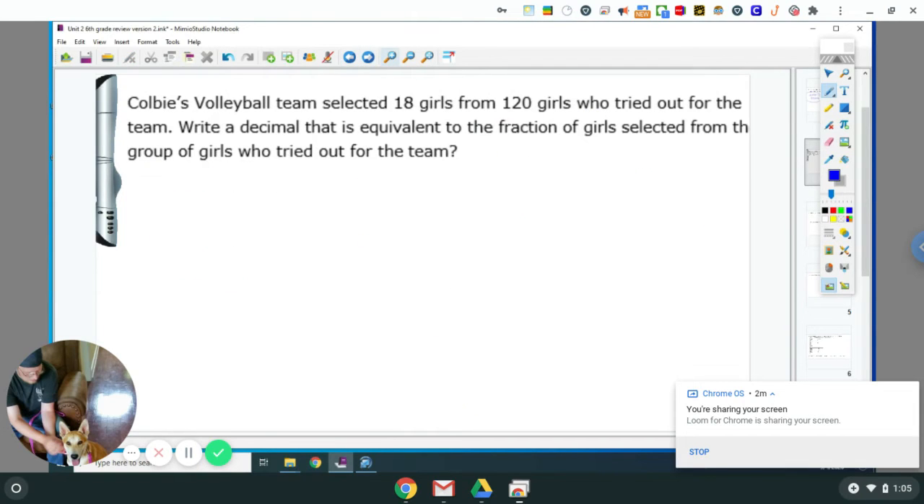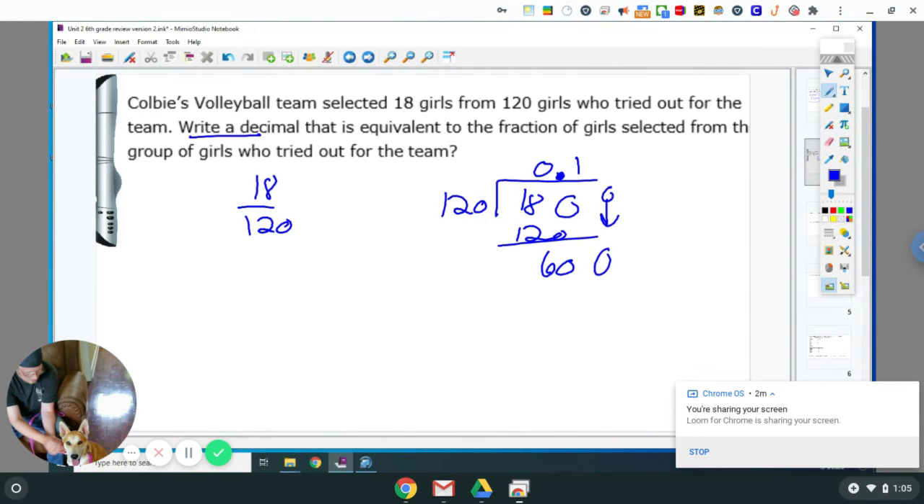Okay. Number 3, Colby's volleyball team selected 18 girls from 120 girls who tried out for the team. Write a decimal that is equivalent to the fraction of girls selected from the group of girls who tried out for the team. Okay, so my fraction is 18 over 120. So I need to write a decimal, which means I need to divide. So I'm going to divide 120 into 18. Well, 120 can't go into 18, so it goes in 0 times. So you put a decimal and a 0. 120 goes into 180 once. You get 60 left over. Bring down a 0. 120 goes into 600 5 times, which is exactly 600. You get 0. So my decimal is 0.15.